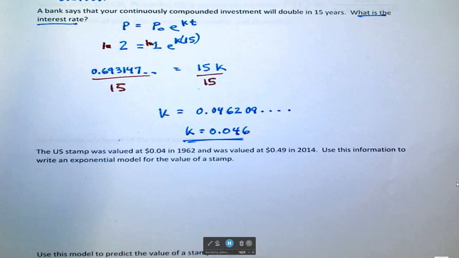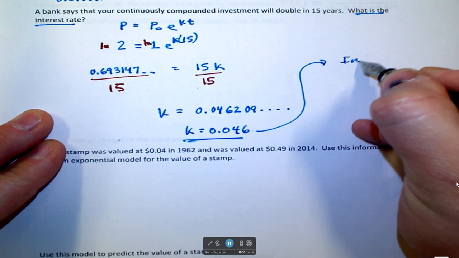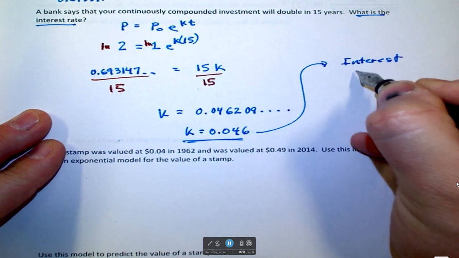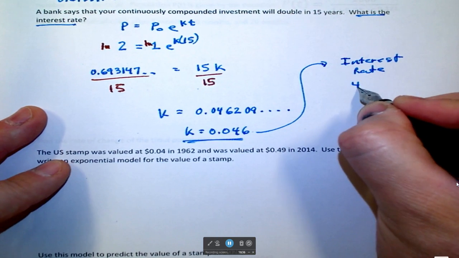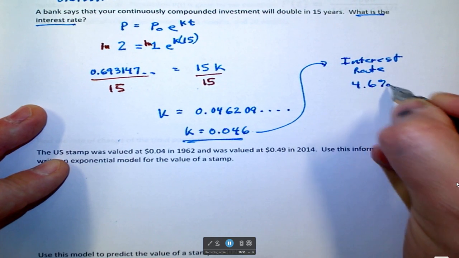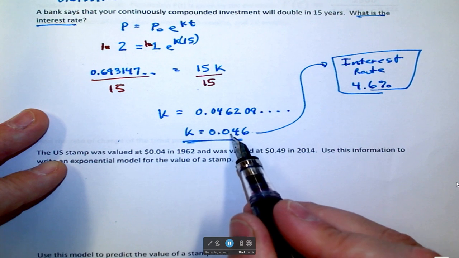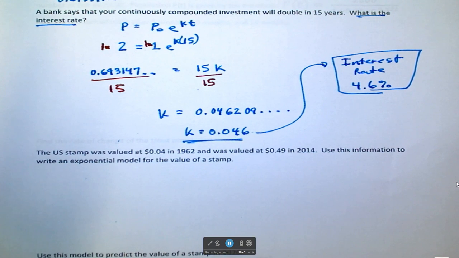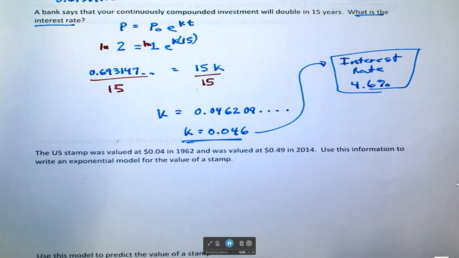That's not your answer. Why? Because interest rates are percents. Okay, and so your interest rate would be 4.6%. So we're going to turn this decimal into a percent. Make sure you move your decimal, turn it to 4.6%.